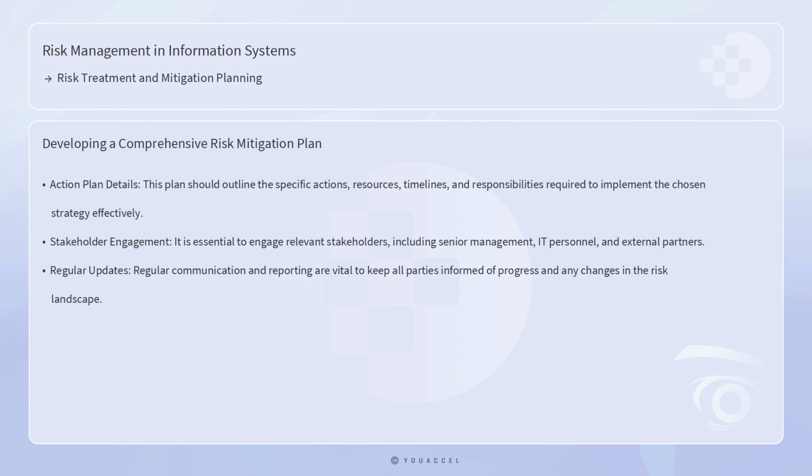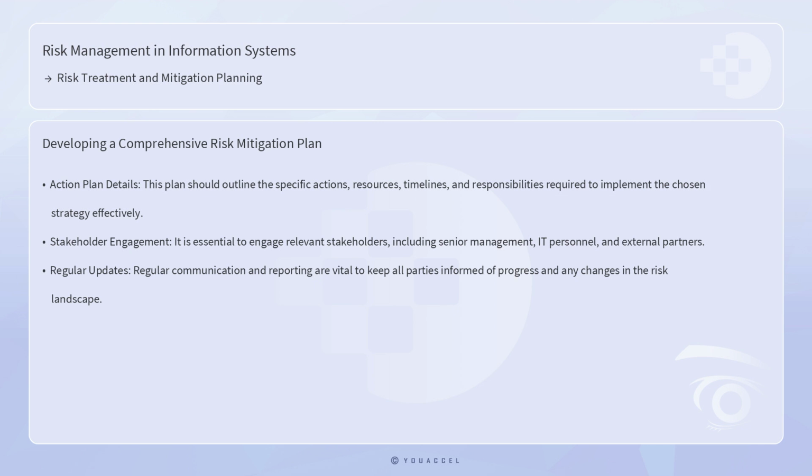Once an appropriate risk treatment strategy has been selected, the next step is to develop a comprehensive risk mitigation plan. This plan should outline the specific actions, resources, timelines, and responsibilities required to implement the chosen strategy effectively.